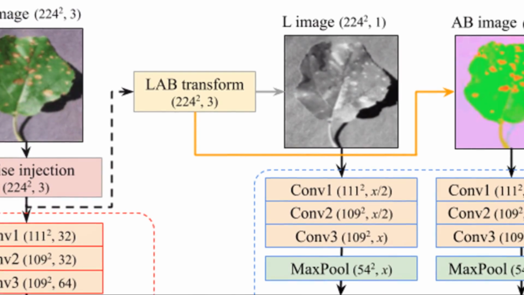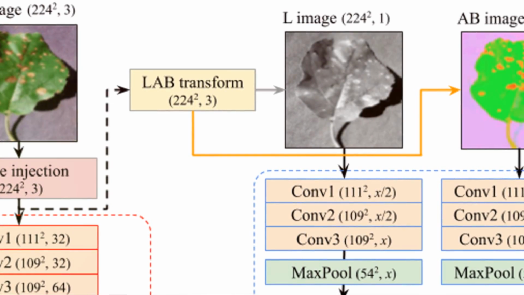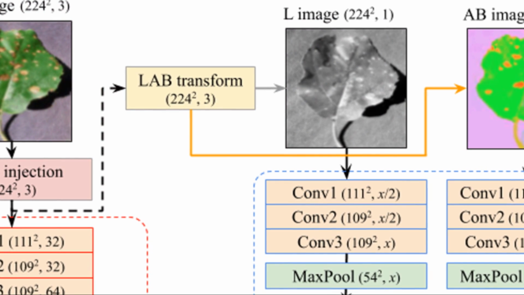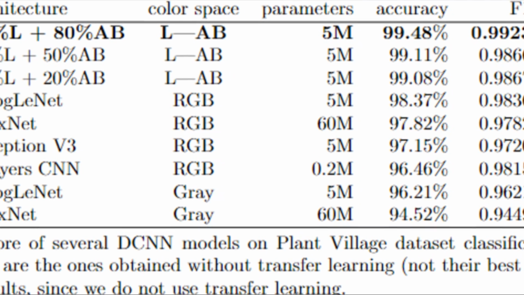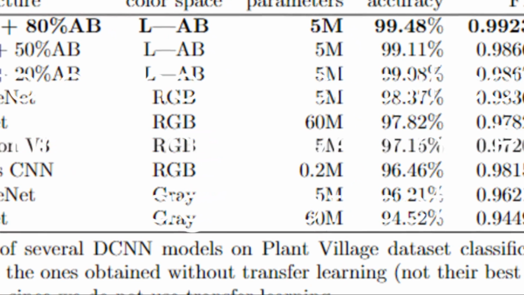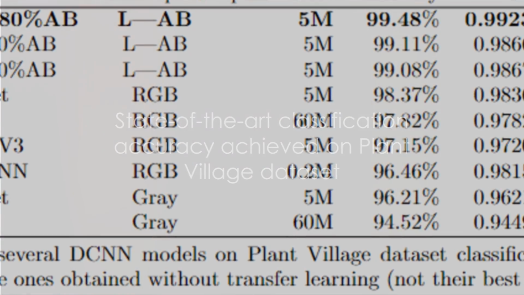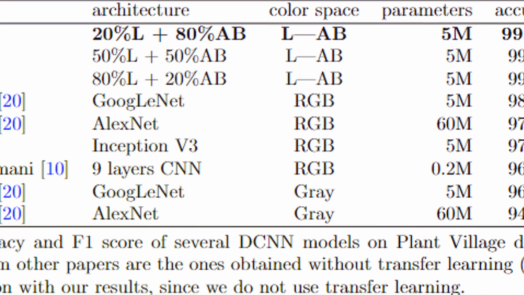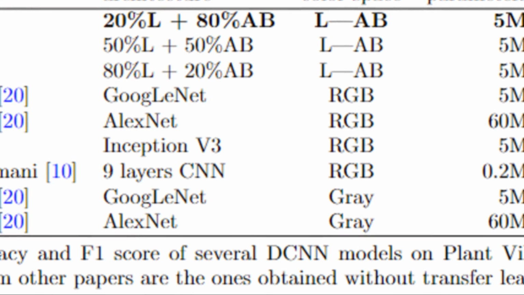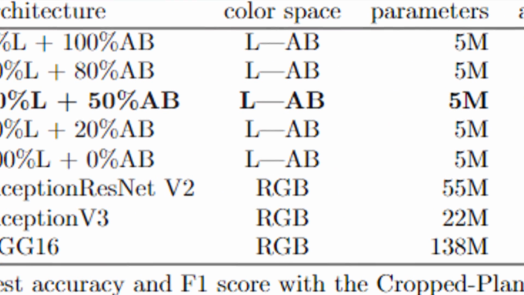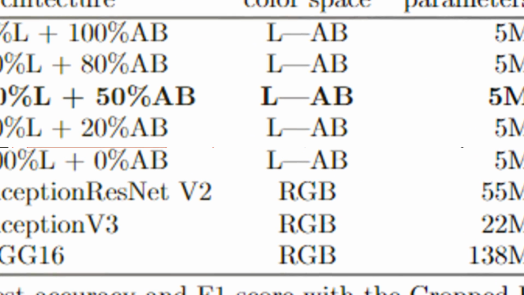Well, for starters, splitting branches reduces the number of trainable parameters and computation load by up to half of the original figures using modified layers. It's a step up in efficiency, managing to achieve a state-of-the-art classification accuracy of 99.48% on the Plant Village dataset and 76.91% on the Cropped-PlantDoc dataset.